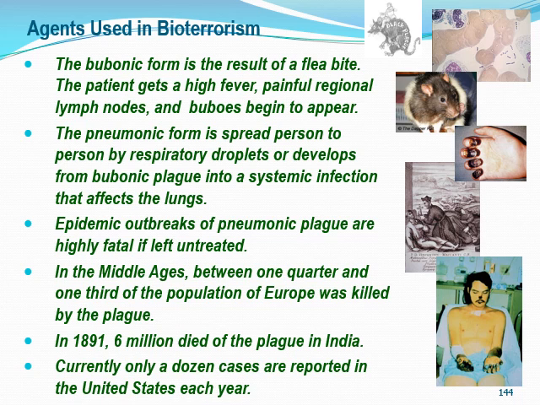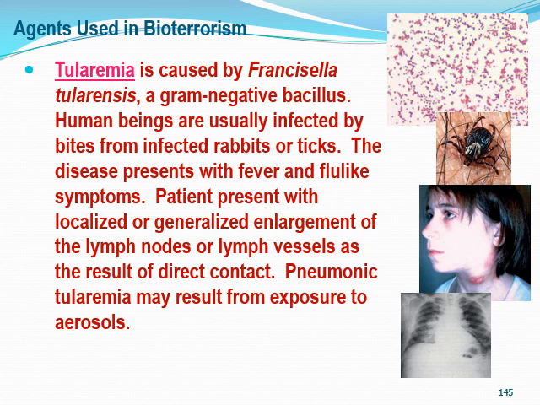So you can pause this and you can read about the bubonic plague and how it happened. And like I said, it was in the Middle Ages. Between 1/4 and 1/3 of the population was killed by the plague. In 1891, 6 million people died of the plague in India. Currently, only a dozen cases are reported in the United States each year. Because now we know about this, right? And we put public health things in place, and we don't fund this enough.